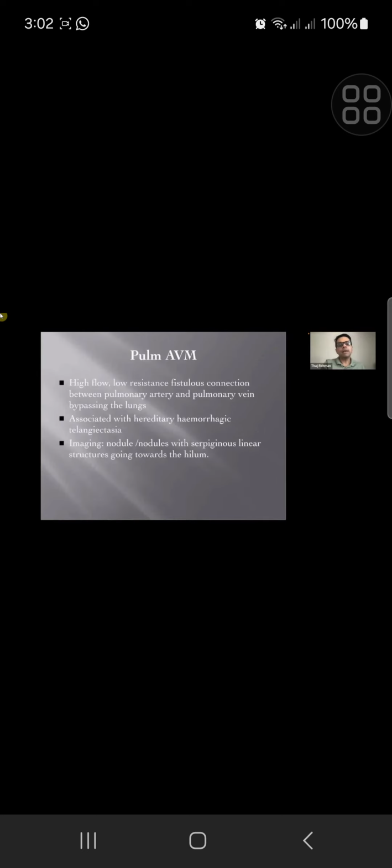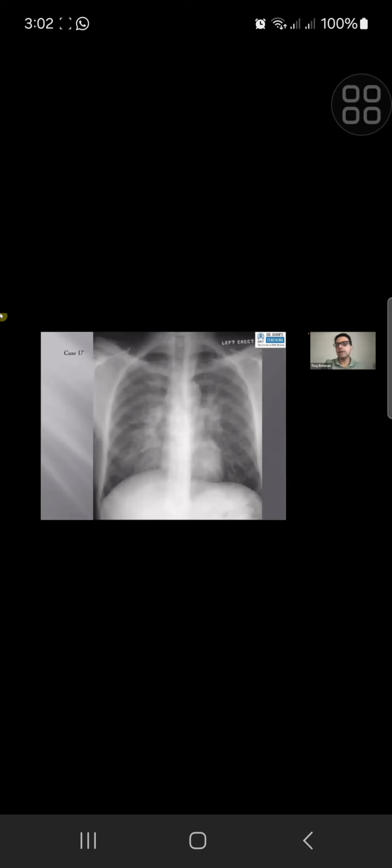So what are pulmonary AVMs? They are just high flow, low resistance fistulous connections between the pulmonary artery and pulmonary vein, bypassing the lungs. They can be associated with hereditary hemorrhagic telangiectasia, in which case there will be several of them. On imaging, they just look like nodules with linear serpiginous structures going towards the hilum, which are just distended blood vessels. Okay, next case.